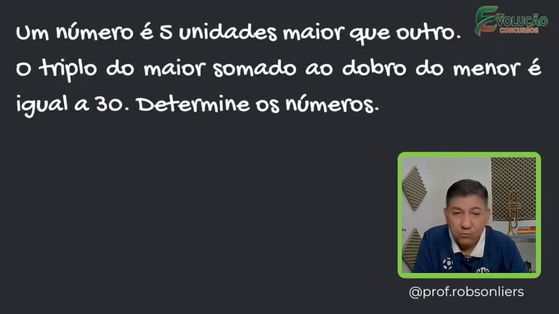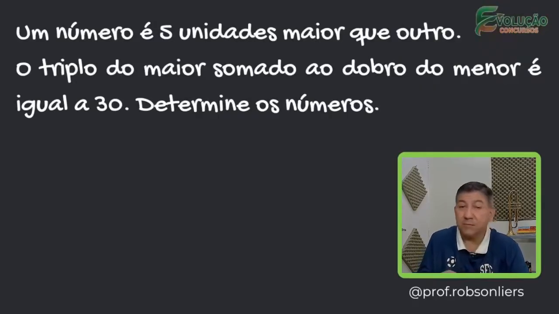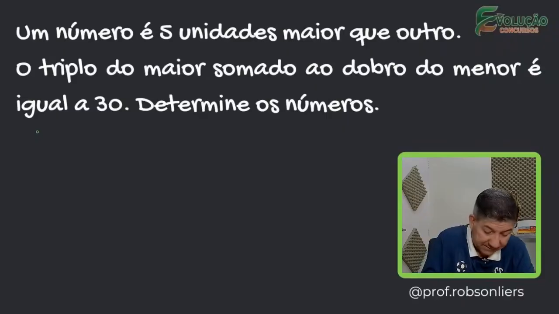One number is 5 units greater than the other. 3 times the greater plus twice the smaller is equal to 30. Determine the numbers. Well, we don't know what those numbers are. I'll represent the smaller one by x.